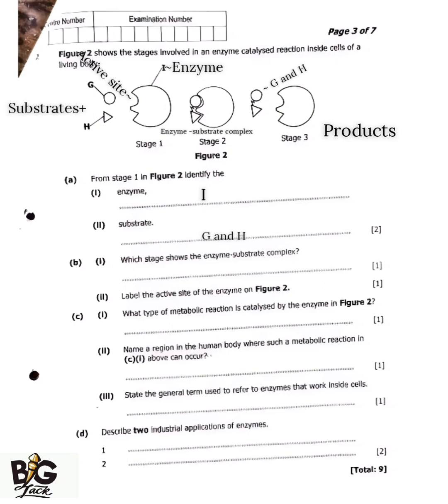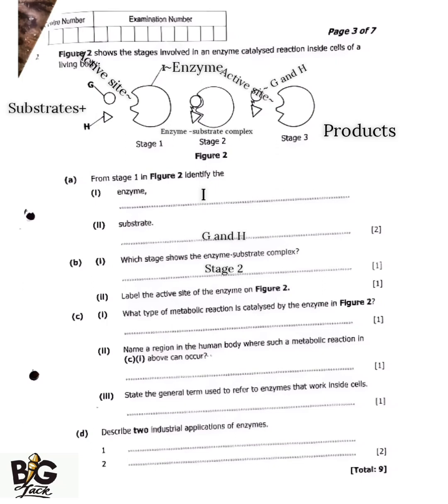Then B, Roman numeral 1, says which stage shows the enzyme substrate complex. I'm going to say stage 2, because when a substrate binds on the active site of an enzyme, it forms an enzyme substrate complex. So the answer is stage 2. Then Roman numeral 2 says label the active site of the enzyme on figure 2. I've already labeled it. The active site is this part here, the part which is concave in shape. Or you can label it on stage 3, like this one.